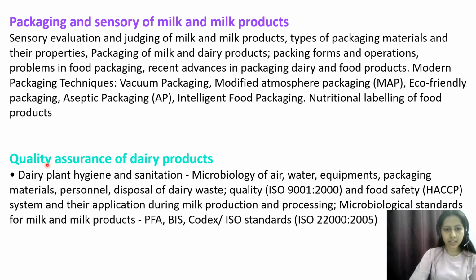Next part is the quality assurance of dairy products. So over here plant hygiene and sanitation, this part is important, the microbiology of air, water, equipment, personal hygiene, disposal of dairy wastes, then the quality standards under ISO 9001:2000, food safety hazards, that is HACCP, hazard analysis critical control point, their application during milk production and processing, microbiological standards like PFA, BIS, Codex, ISO standard that is 22000:2005.